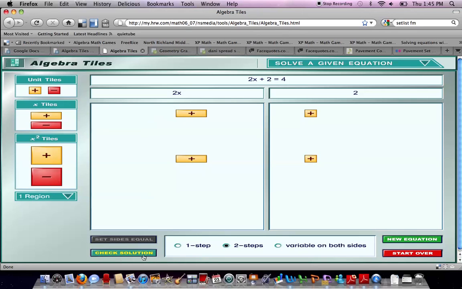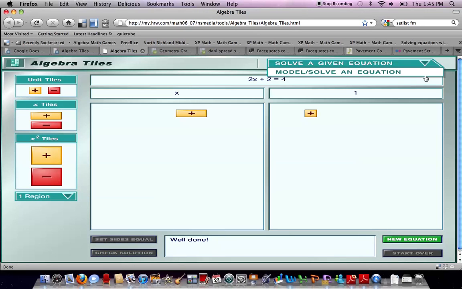So if I go down here to check my solution, it's going to say, you haven't isolated the variable yet, keep working. So what I have to do in this case is take away one of these x's and put it back, and take one of these 1's and put it back, because I know that 1x equals 1. I can check my solution, and what happens? It says well done.